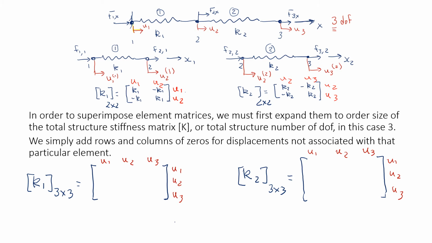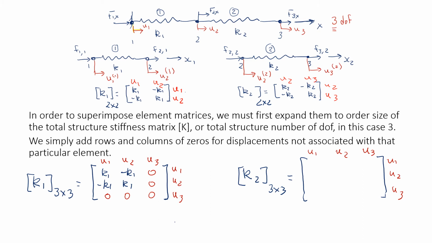I'm going to take the elements that belong to these degrees of freedom and just put zeros for the ones that do not exist. So for K1, I'm going to have here a K1, a minus K1, a minus K1, and a K1. And then we're going to add the zeros. So I'm going to have a 0, a 0, a 0, a 0, and a 0.